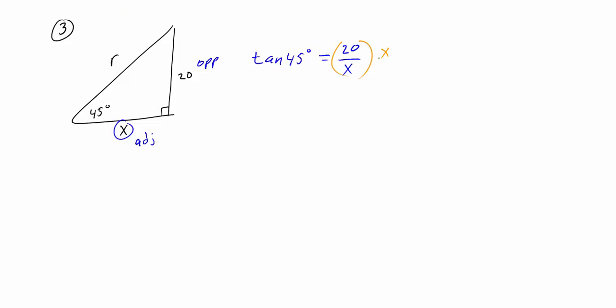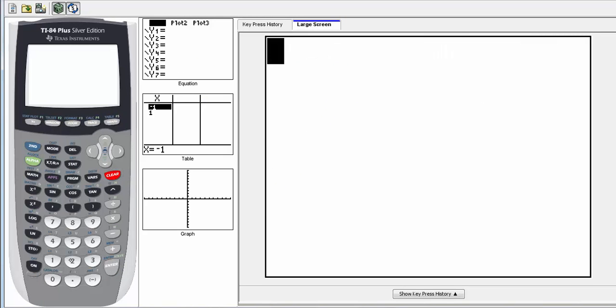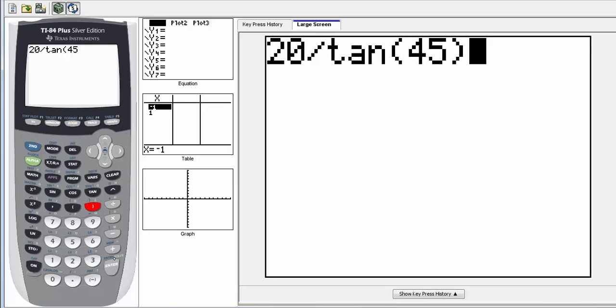And once again here we would multiply both sides of the equation by x, and therefore we get x tangent 45 degrees is equal to 20, and then we want to divide away the tangent, so x is going to be 20 divided by the tangent of 45 degrees. So therefore, if we enter this into the calculator, we take 20 divided by the tangent of 45, and we get an answer of 20.